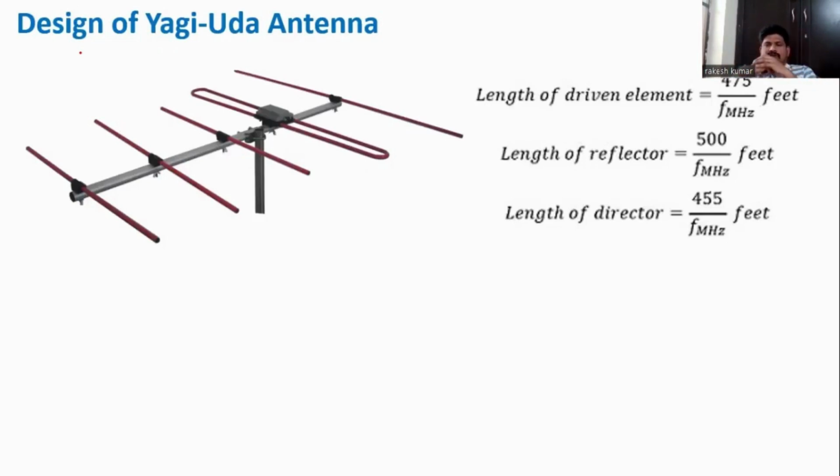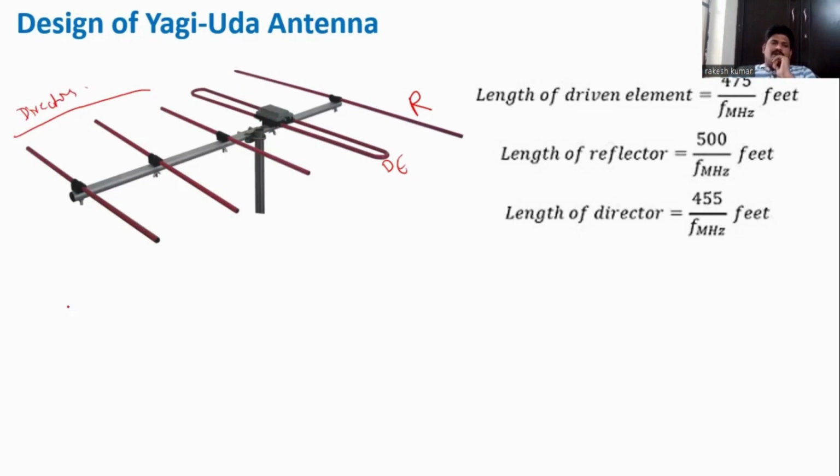Someone has asked you to design a Yagi antenna. What are the things you want to consider first? One has asked you to construct a Yagi antenna. So the things you want to remember is, if I want to construct a Yagi antenna, in this diagram, this is your reflector, this is your driven element, and these are all directors.